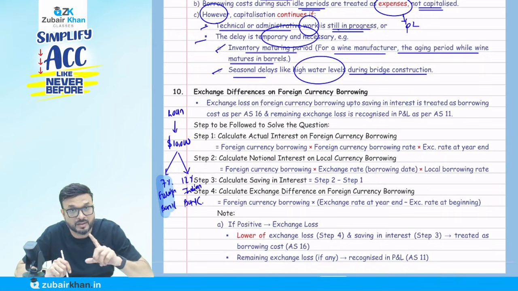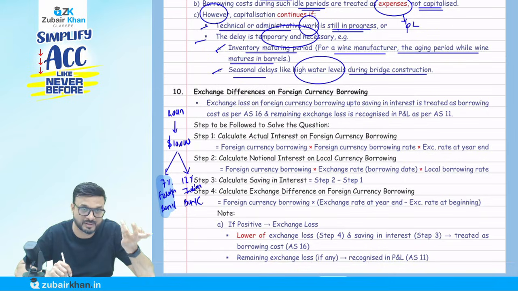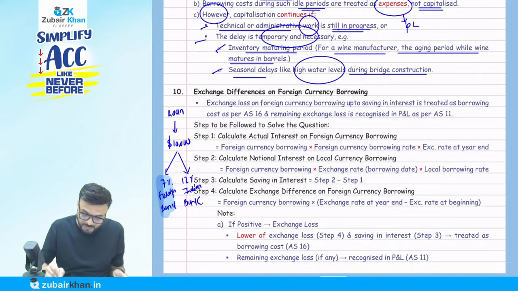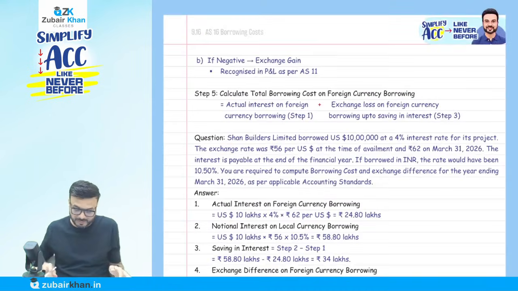The advantage is that the rate of interest is low, correct? But the disadvantage is the exchange rate fluctuation, because I have to repay the loan in foreign exchange. So if the exchange rate fluctuates, I may bear a loss. That is the disadvantage. Through an example, it will be easy for you to understand. So let's take an example. I will come to all these steps, these 5 steps.